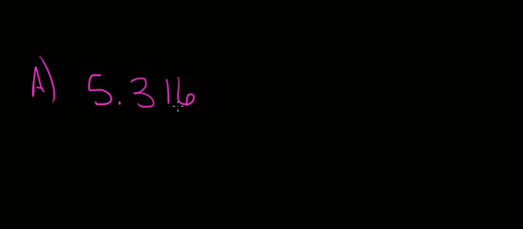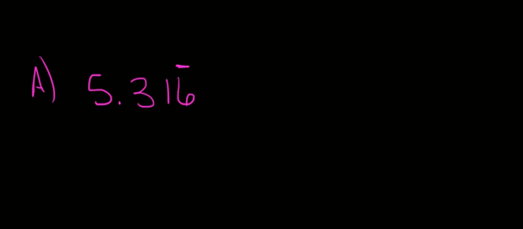5.316. This is the problem we have in our book. It's got the repeating bar over the 6. So it wants us to round each number to 5 decimal places. So what is the first thing I probably want to do here to make this happen?